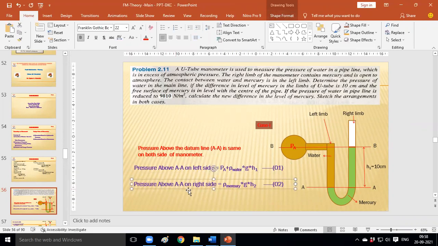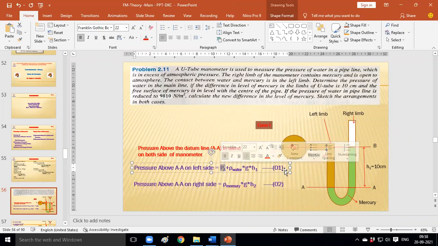And this equation number 2 is for the right side limb. So in the right side limb above the datum line, the liquid is mercury, and the pressure above AA on the right side is rho GH. Why is this PA not mentioned in the second equation? Because in the right limb only one liquid is present. Yes, because on the right side there is no pipeline connected to the manometer. On the right side, the manometer is open to the atmosphere.